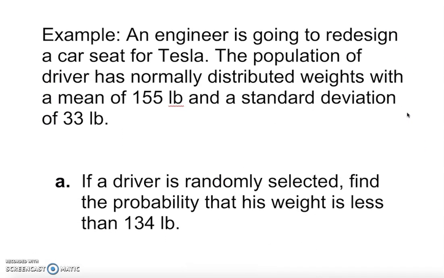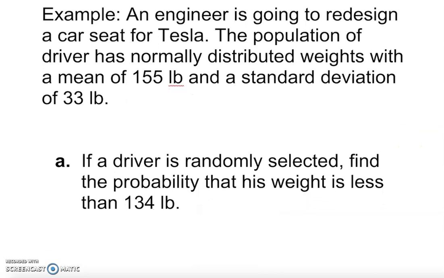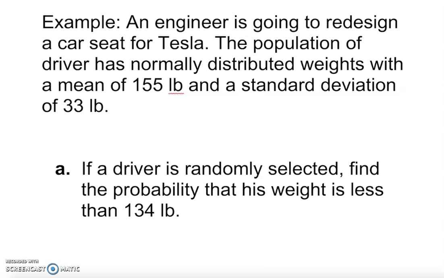Let's take a look at the problem here. An engineer is going to redesign a car seat for Tesla. The population of drivers has normally distributed weight with a mean of 155 pounds and a standard deviation of 33 pounds. If a driver is randomly selected, find the probability that the driver's weight is less than 134. Again guys, this is something we talked about before. So what is the information given?